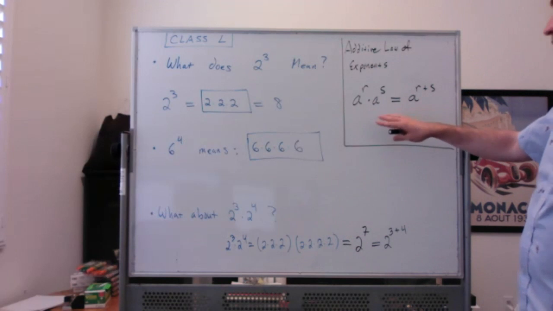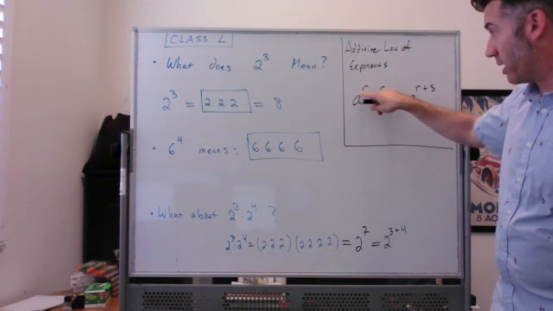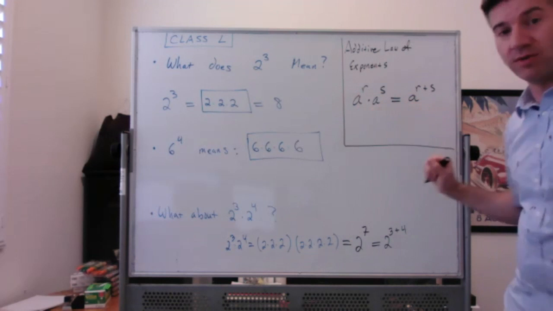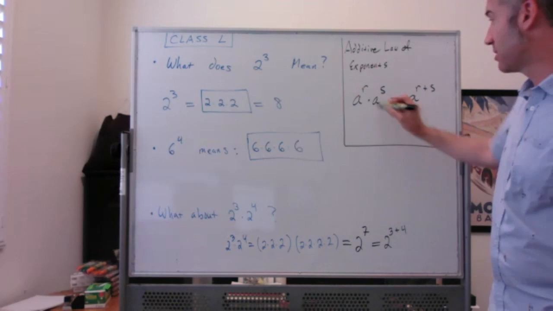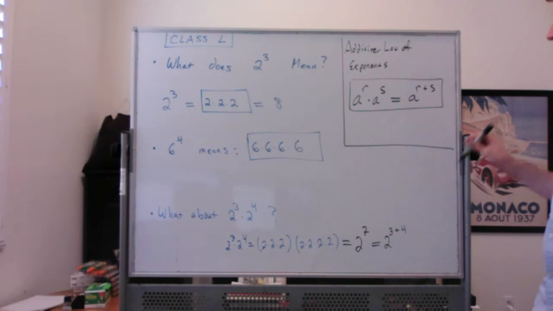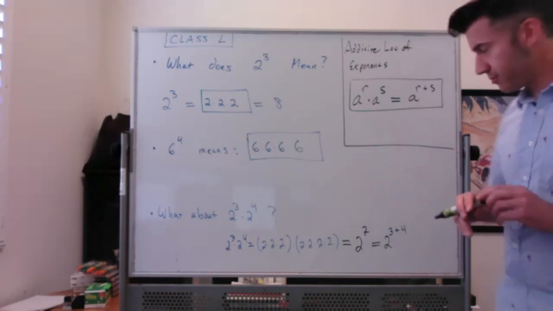So the whole idea is that when you multiply two things with the same base raised to two different exponents, or even the same exponent, doesn't matter what these are, you can add those exponents together. And that's kind of a big deal. Different bases, nothing, you can't do anything about it, but same base, great.